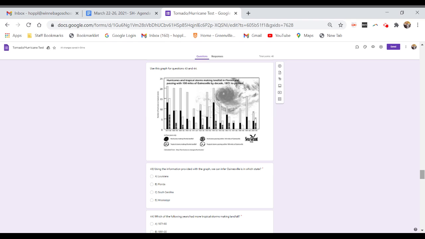For questions 43 and 44, use this graph where it talks about hurricanes and tropical storms making landfall in Florida and passing within 100 miles of Gainesville by decade from 1871 to the present.